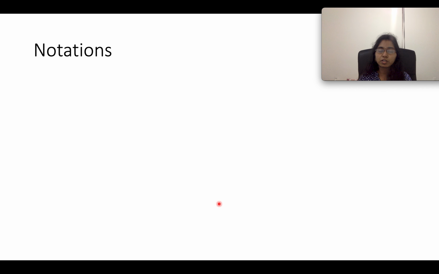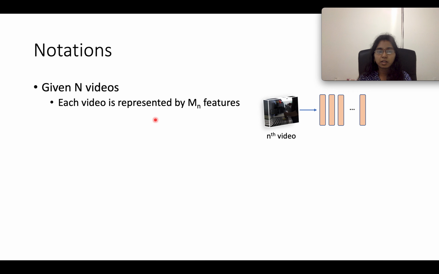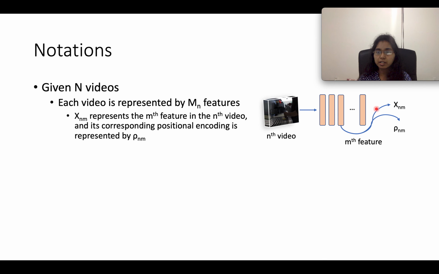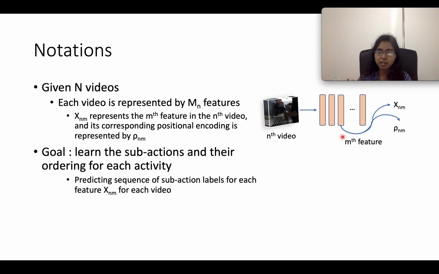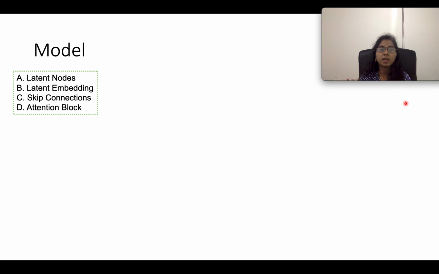Now, let us look into the notation before delving into the model architecture. Given n videos where each video is represented by mn features, we denote xnm as the mth feature in the nth video and its corresponding positional encoding vector by rho nm. The goal is to learn the subactions and the ordering for the subactivity. For that, we would predict a subaction label for each feature vector in each video. So, now let us look into the model for the details.